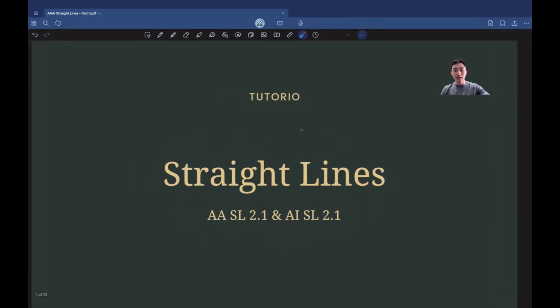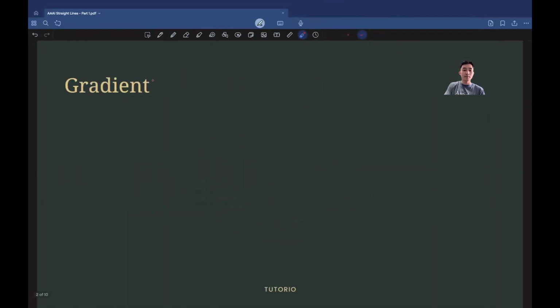Now we are going to start with gradient, the concept of gradient. So what is gradient? To define gradient, we can say that gradient is a number that tells you about steepness. In order to get this into understanding, we can imagine a treadmill.